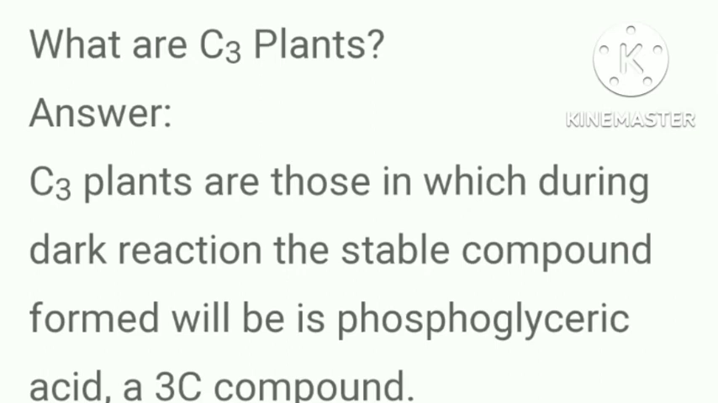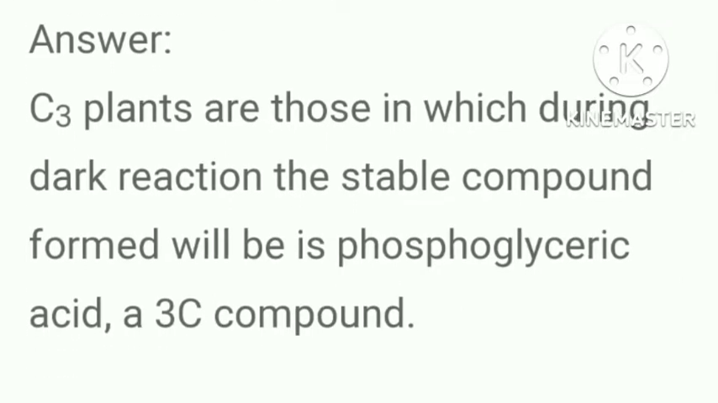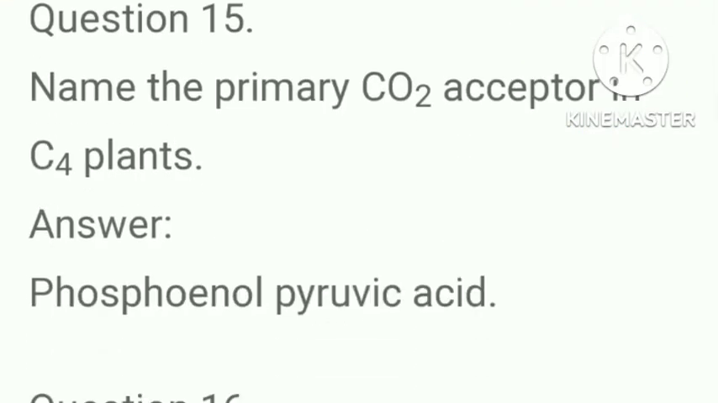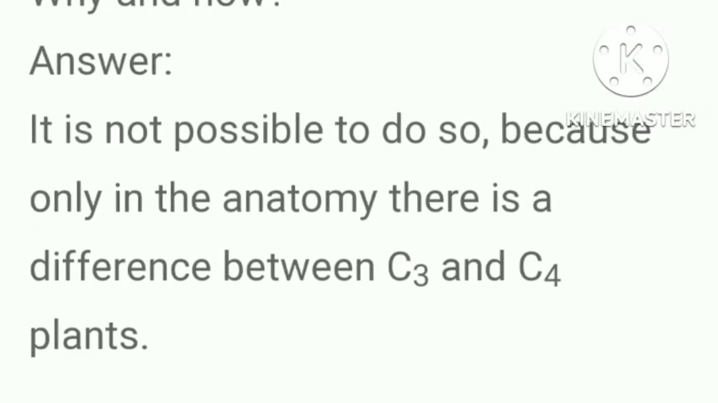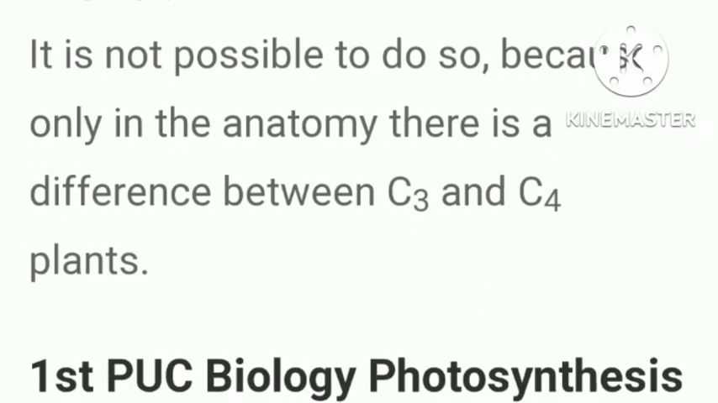What are C3 plants? Answer, C3 plants are those in which during dark reaction the stable compound formed is phosphoglyceric acid, a 3C compound. Name the first stable compound produced in CAM plants. Answer, oxaloacetic acid. Name the primary carbon dioxide acceptor in C4 plants. Answer, phosphoenol pyruvic acid. By looking at the plant externally, can you tell whether a plant is C3 or C4? Why and how? Answer, it is not possible to do so because only in the anatomy there is a difference between C3 and C4 plants.